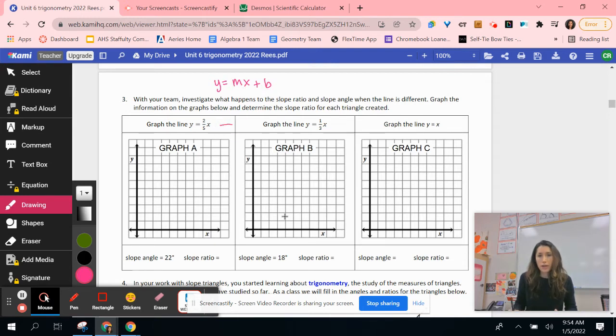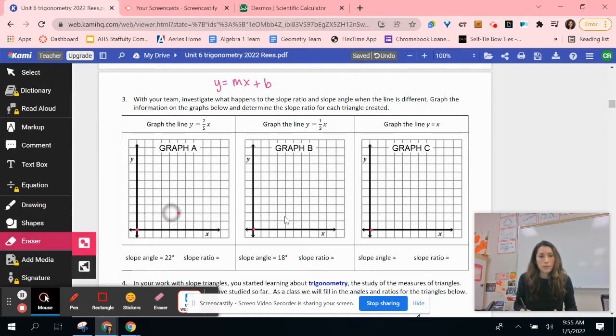These don't have a y-intercept. They have nothing being added or subtracted after. So that means they all start at the origin, 0, 0. For this first graph, we're going to go up 2, to the right 5. 1, 2, 3, 4, 5.